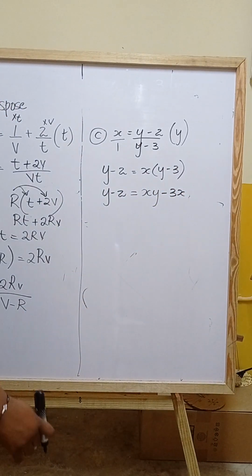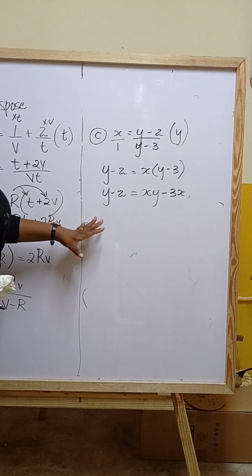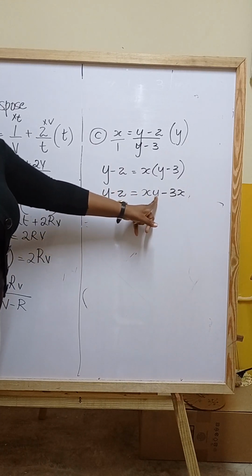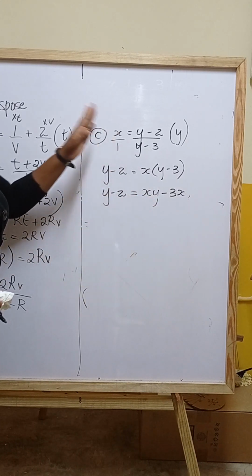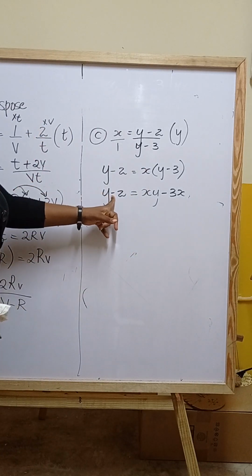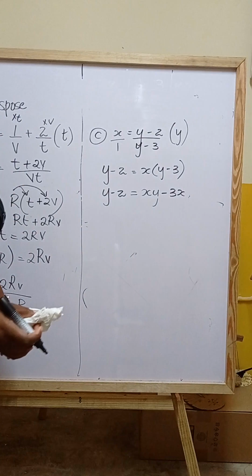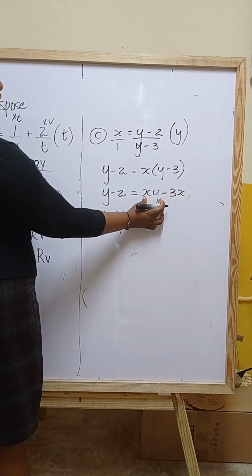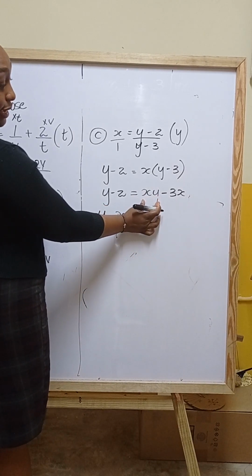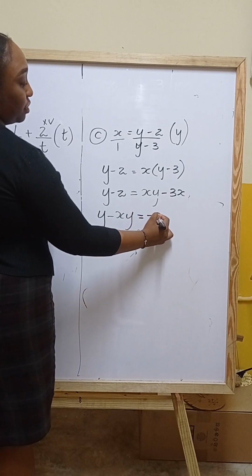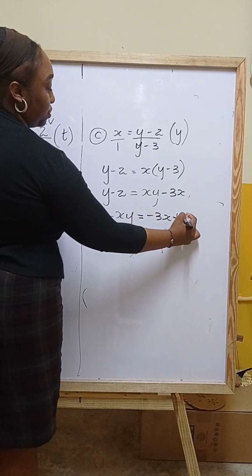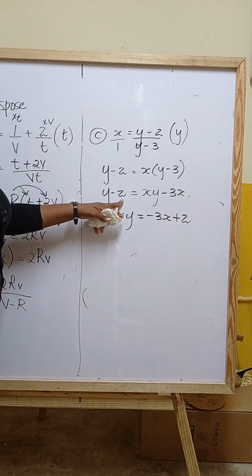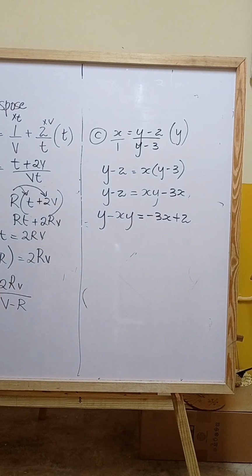Now we are going to group the terms with y in it on the left hand side. So we have this term with y in it and this term with y in it. So xy, we're taking it to the left hand side, and minus 2 we'll take it to the right. Alright, so y minus xy, because xy was being added, it's a positive xy. It's equal to minus 3x plus 2. This 2 was being subtracted, so when we take it to the right hand side, it will be added.